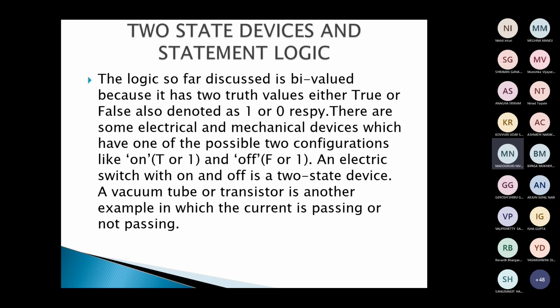When will the switch be on here? I think you know the basic electrical concept, right? When will the switch be on, when you close the circuit or open the circuit? Close. Yes, correct. Whenever you close the circuit, the switch will be on. Whenever you open it, the switch will be off, because you know very well, for the current to flow, the switch should be closed. So an electrical switch with on and off is a two-state device.